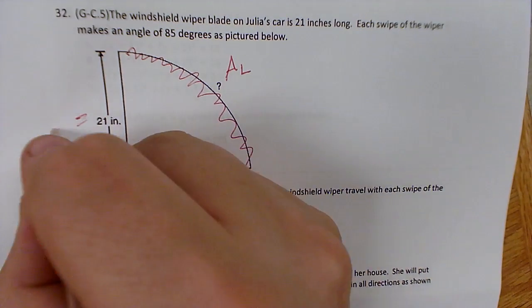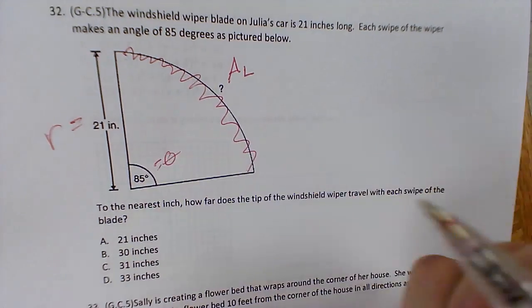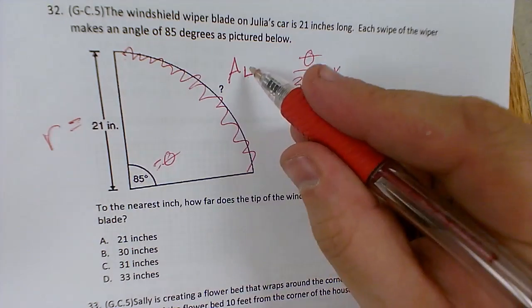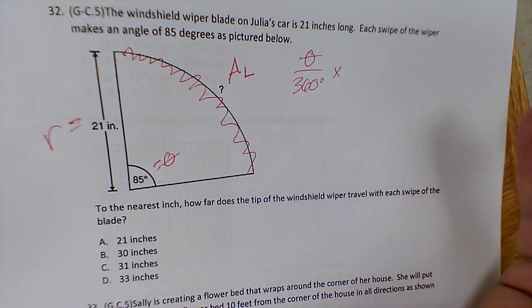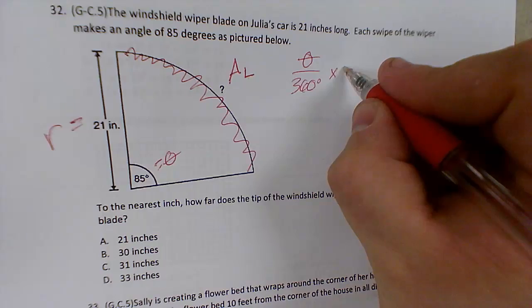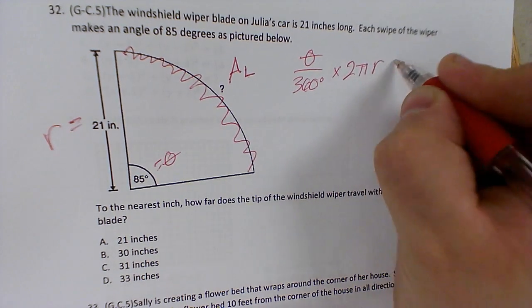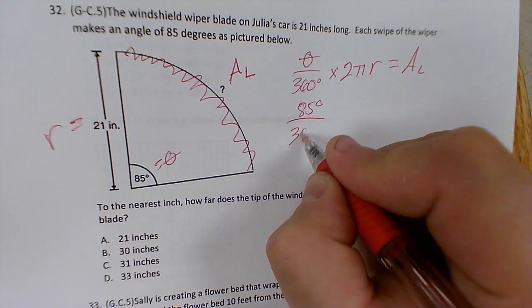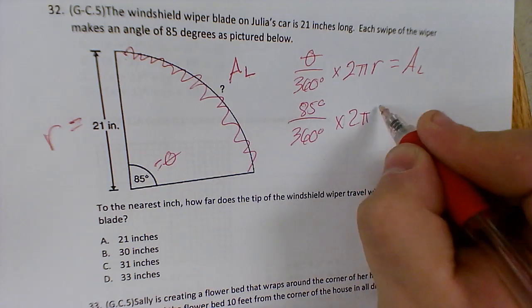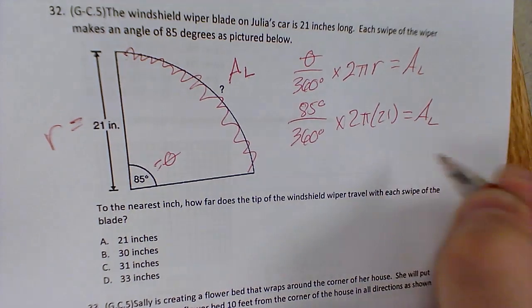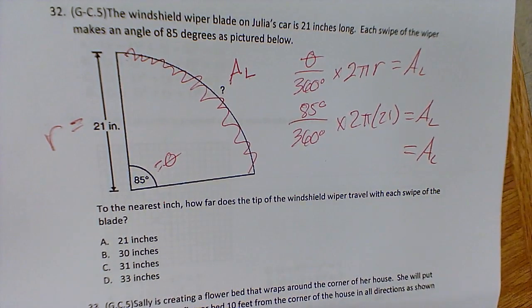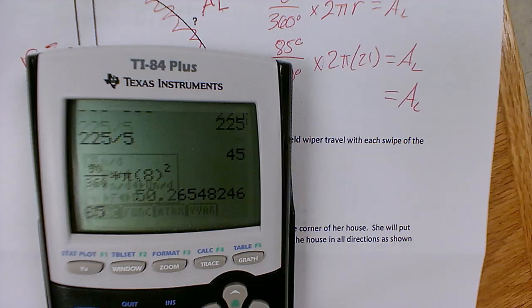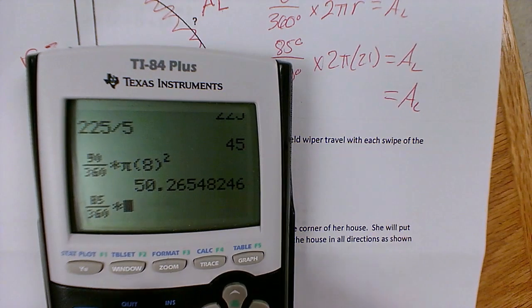This would equal your radius, and this is your angle. So your angle divided by 360 times, and since it's arc length, because we're seeing how far it goes, not how much room's in between, we're going to do 2 pi r is equal to your arc length. So we'll do 85 degrees over 360 times 2 pi times 21, and that will give us our arc length. So at this point, you type it in, because since our answer is not in terms of pi, we'll just type in what we see.